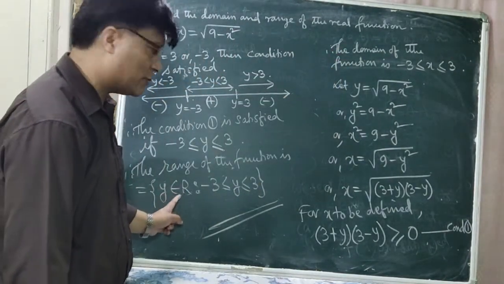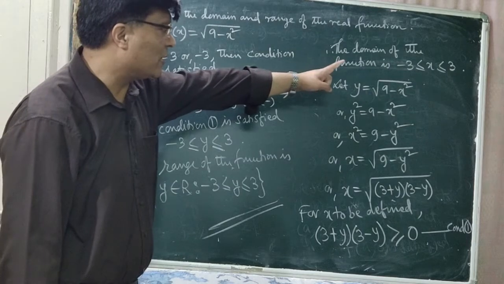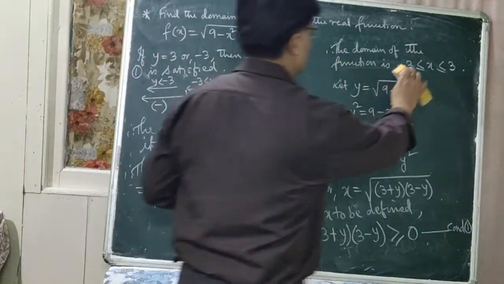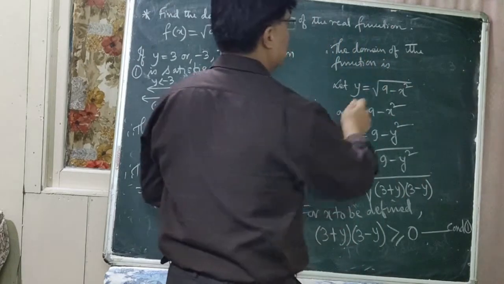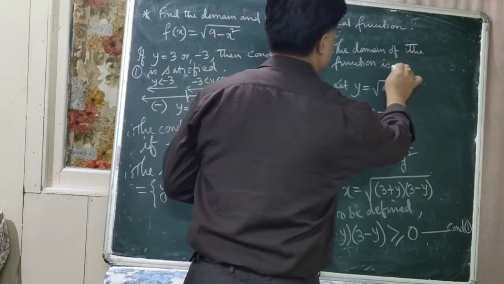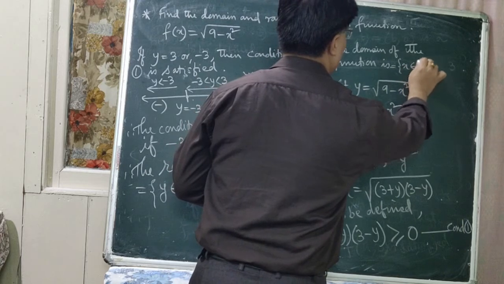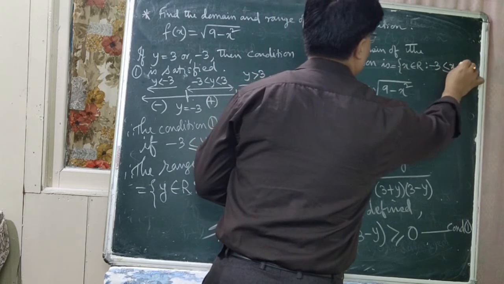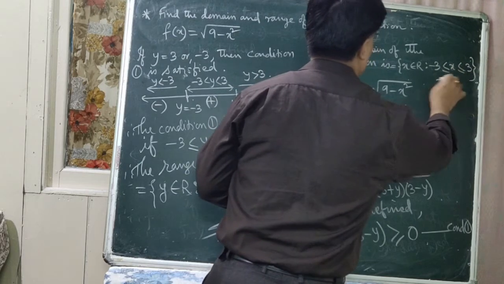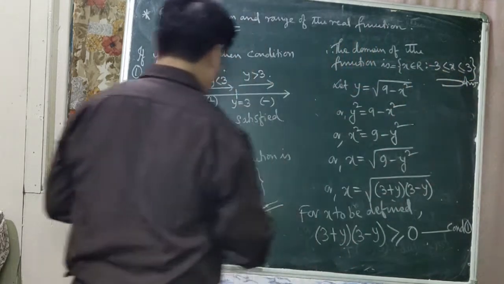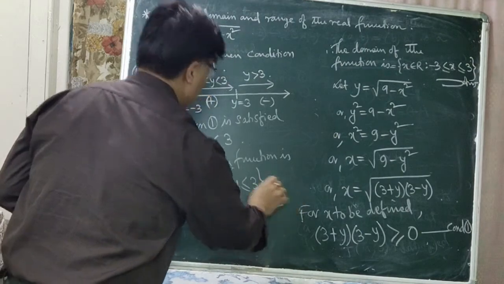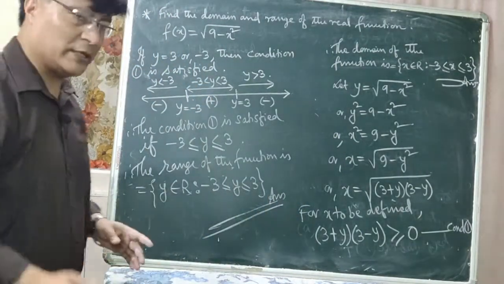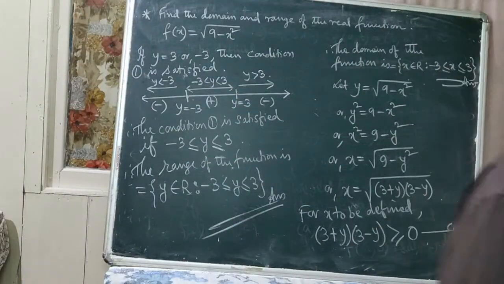X belongs to the set of real numbers such that minus 3 is less than or equal to x less than or equal to 3. Okay? You can write it like this also. The domain of the function is x belongs to the set of real numbers such that minus 3 is less than or equal to x less than or equal to 3. This is the answer for domain. This is the answer for range. So I think you have understood it. So you can copy it. Now we'll do the next question.